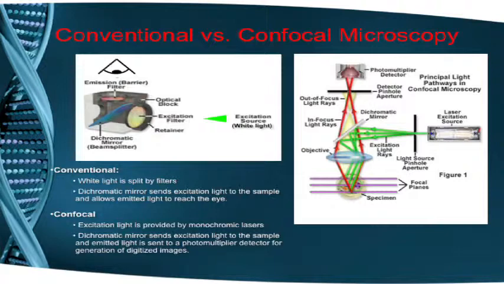The concepts of how they work are quite different. In conventional microscopy, the excitation source is a white light, and the light is passed through a filter cube where all the colors except the excitation wavelength will be filtered out. Then a dichromatic mirror sends the excitation light down to your sample, and the fluorescent light then comes up through the mirror to the eye. So what you see is what you get. If it's emitting red photons, you see red photons, and your digital camera will image red photons.